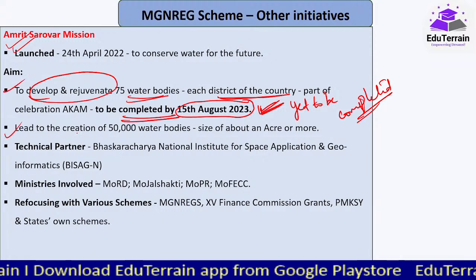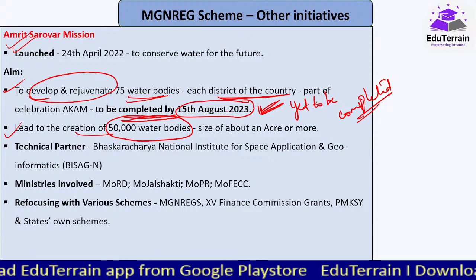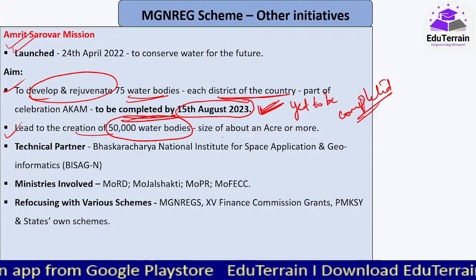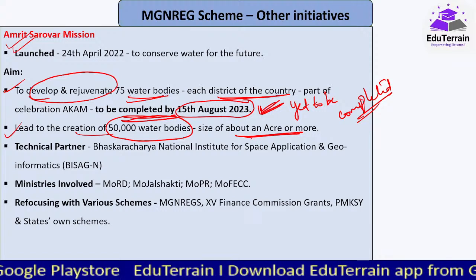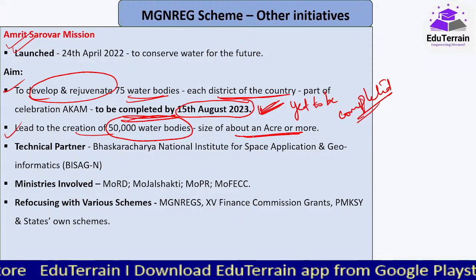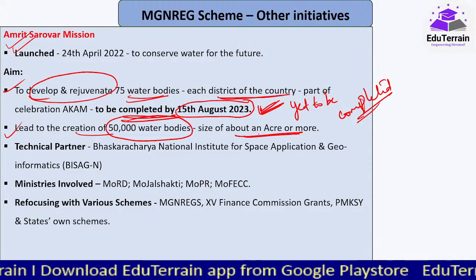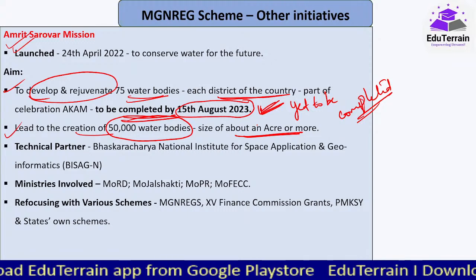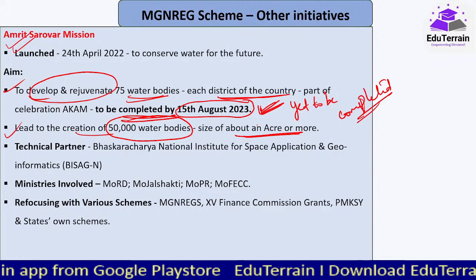And to lead to the creation of 50,000 water bodies. Now what will happen? This will help in developing close to 50,000 water bodies with the size of an acre or more. So what will happen when this is done? Water can be stored on a large scale in various places, and that in turn would help the people who are residing in that area to take up various livelihood activities or utilize them for their regular purposes.